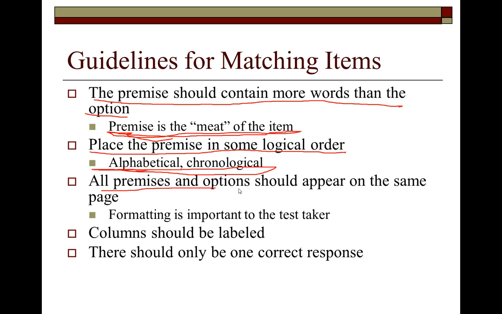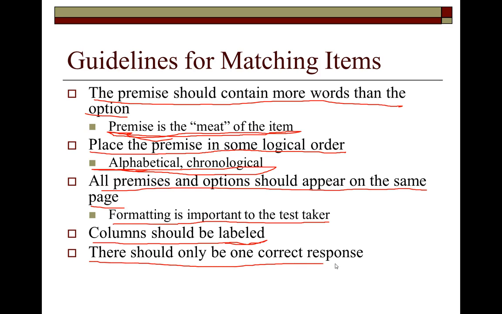All your premises and options should appear on the same page. That's just like a no-brainer. You want to make this as simple as they can be for the test taker, so they're not flipping pages or making all kinds of noise or getting lost. The mechanics need to be as simple as possible. You ought to label your columns, column A, column B, column 1, column 2, something like that. And then there ought to be only one correct response.